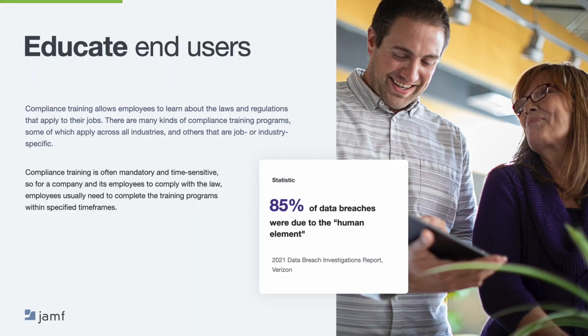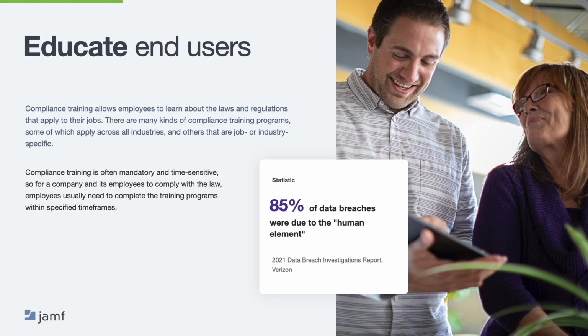Another best practice is to train users on security best practice. Now, even with the best security measures in place, human error can still pose a risk to compliance. It's important to train employees on security best practices, such as avoiding suspicious links and attachments, not sharing passwords, and reporting any security incidents immediately.